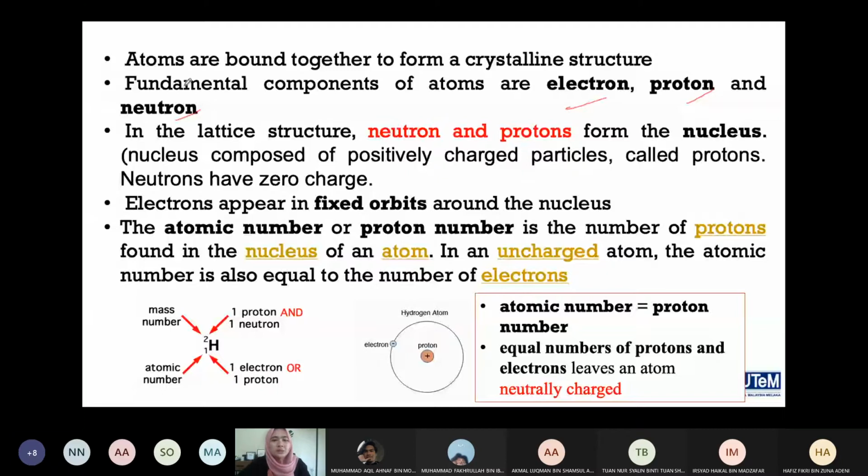Next, in the lattice structure, neutrons and protons form the nucleus, and the neutrons have zero charge. If you look at this figure, I think you have already seen it before in chapter 1. In the middle we have the nucleus, and in the nucleus we have the neutrons and also protons. These neutrons and protons we call the nucleus. Electrons appear in fixed orbits around the nucleus. Proton and neutron are in the middle, and the combination of proton and neutron we call the nucleus, and the electron is outside here.